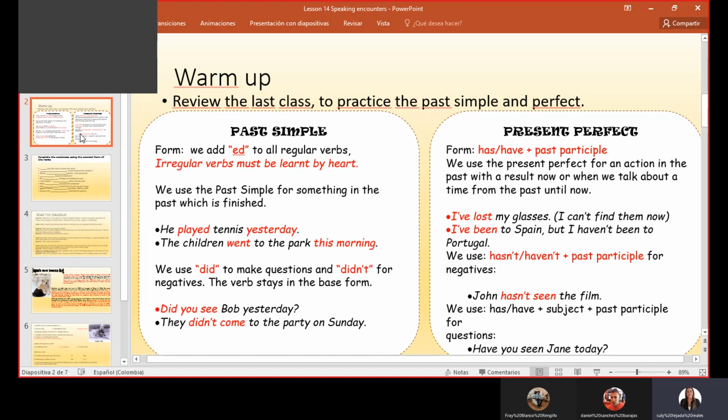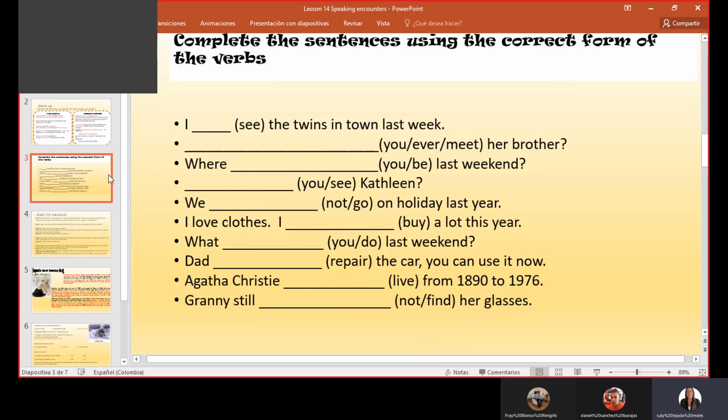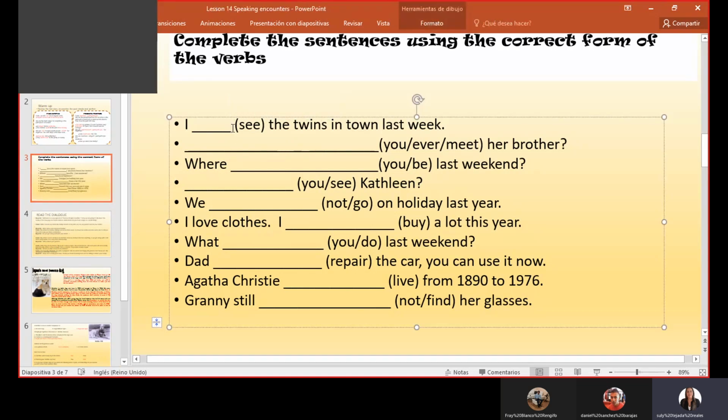I think that you remember this topic because we already saw it in the last two or three classes, so it's going to be very easy for you guys. Here you have to complete the sentences with the verb in past with the correct form. In this case, Daniel, yes, teacher. How do you say the twins? I saw the twins last week.